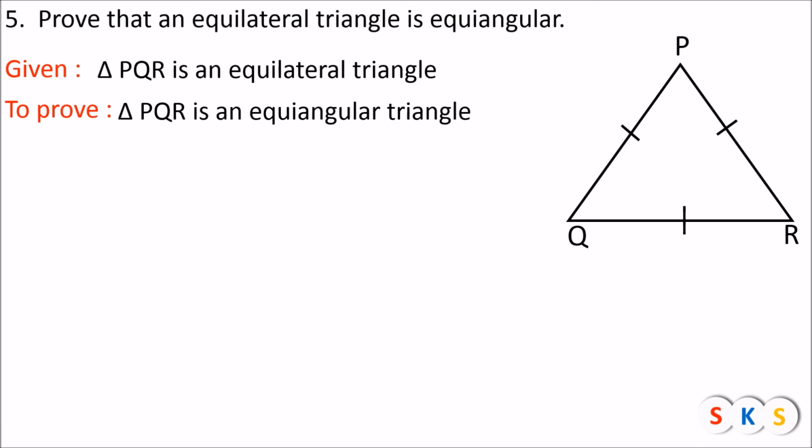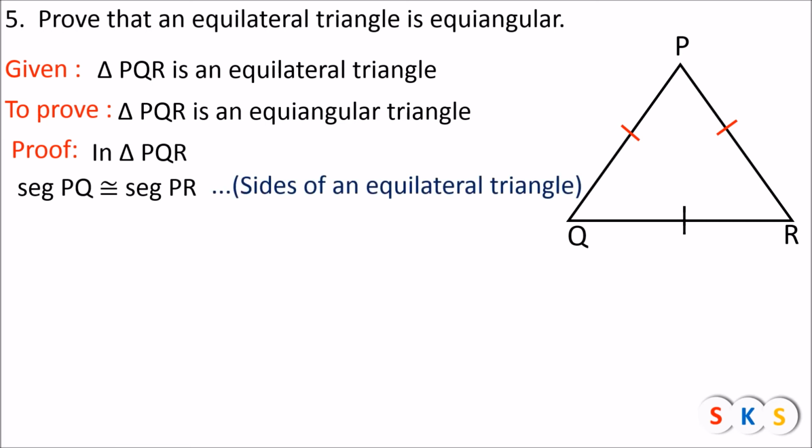In triangle PQR, you can see in this figure, side PQ congruent to side PR, correct? Why are these two sides congruent? Sides of an equilateral triangle. And we know that if any two sides of a triangle are equal, then the angles opposite to them will also be equal. So what are the angles opposite to those two sides? Angle opposite to side PQ and angle opposite to side PR.